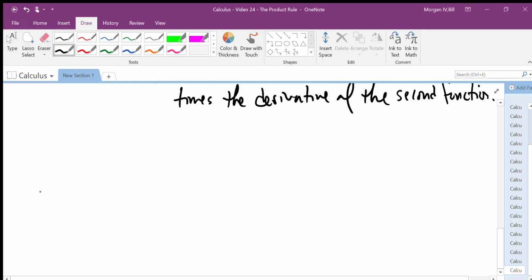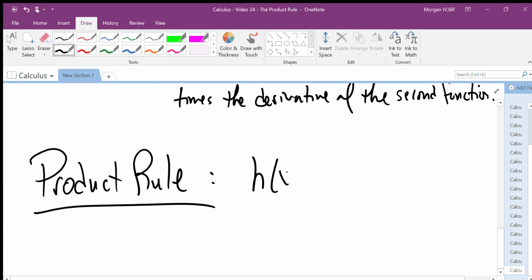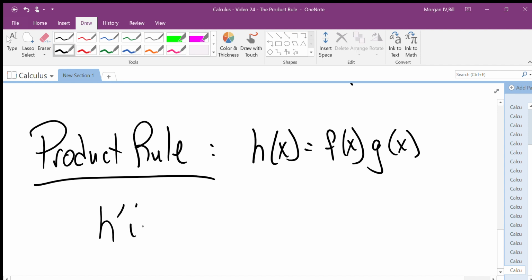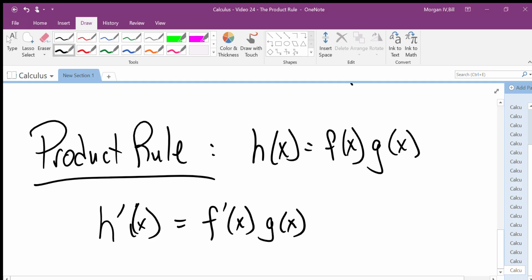Okay, here's what the product rule says. If you have a function like h of x, which happens to be the product of two functions, f of x times g of x, the derivative of h of x, h prime of x, is equal to the derivative of the first function, so f prime of x, times the second function, just g of x, whatever g of x is without the derivative, plus the first function, f of x, not the derivative, but just the first function itself, times the derivative of the second function. That is the product rule.